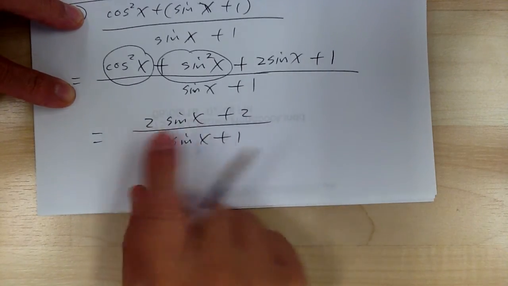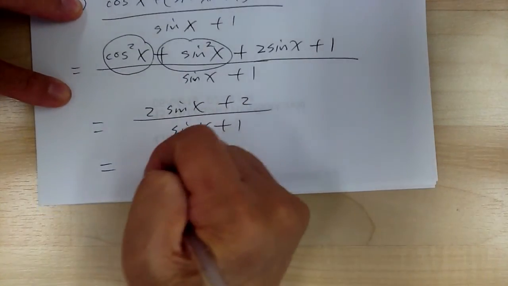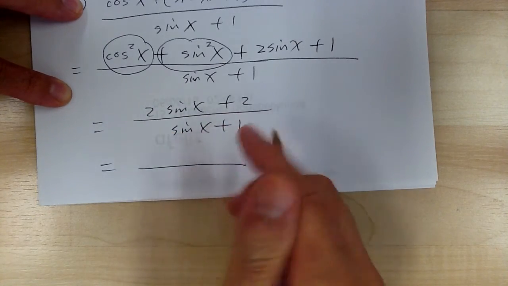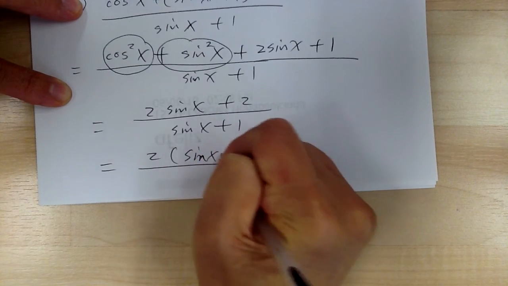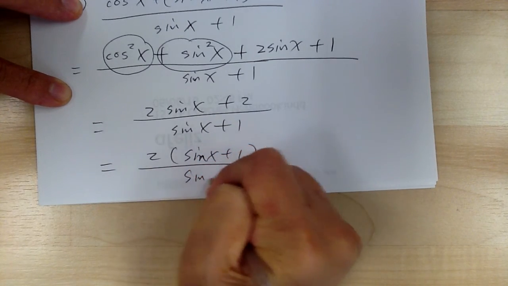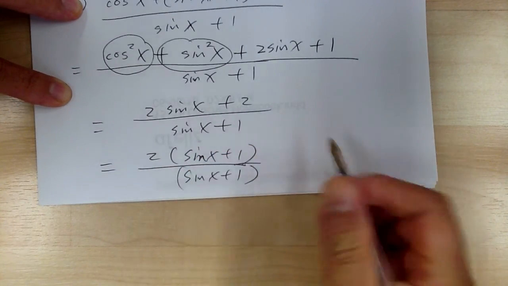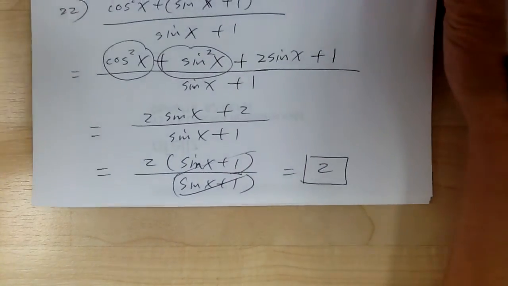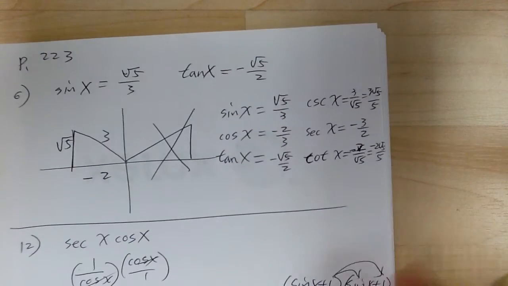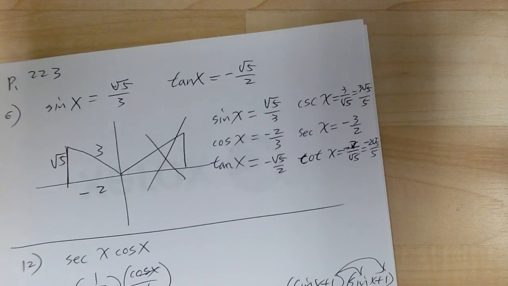You can factor out the 2. Don't cancel out terms, because you know these are terms. So don't cancel out. Factor out the 2. And so this cancels out. So the answer is equal to 2. And that's all you have to do. So again, if you're not sure what to do, just change everything to sine and cosine and work it out. Okay, let's go to number 44.